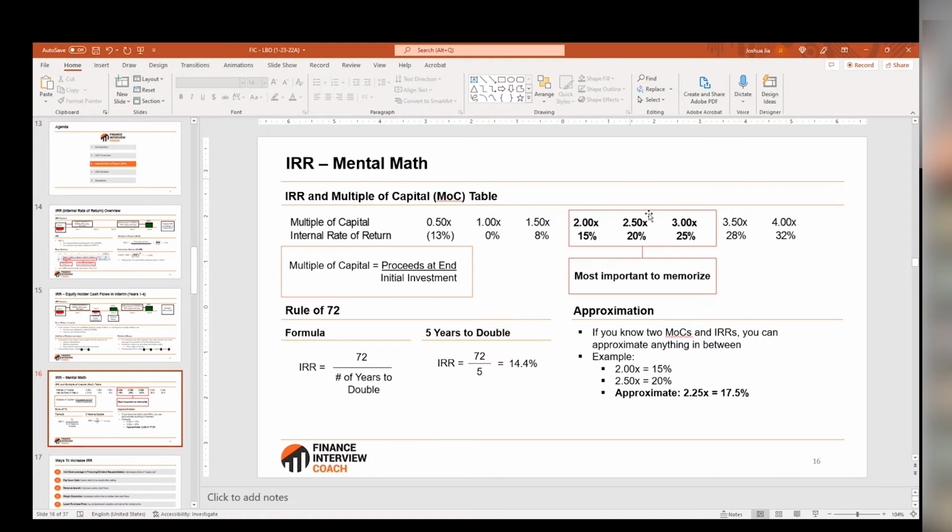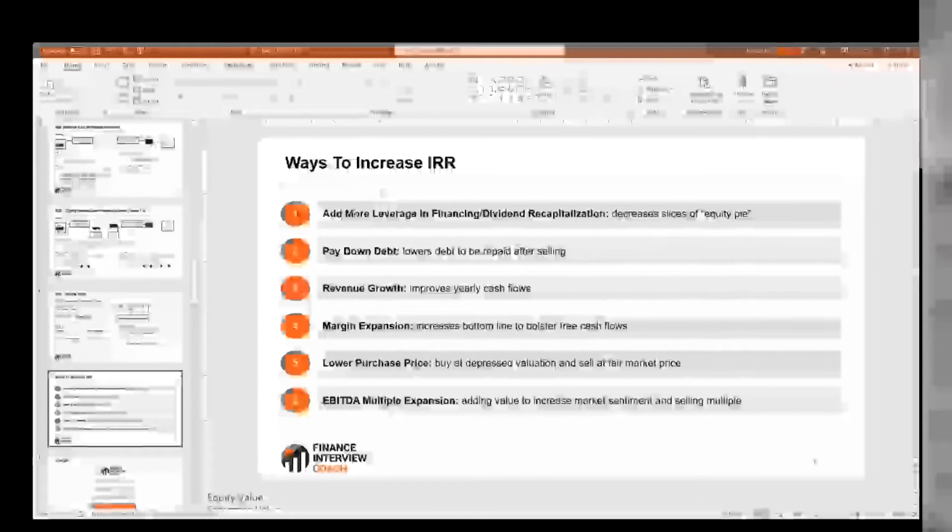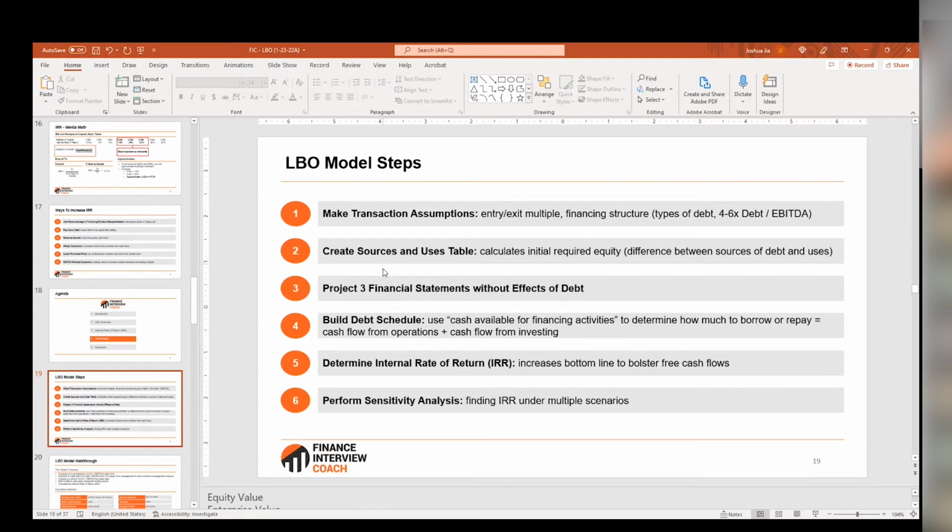Okay, cool. These are mental math shortcuts. I won't go over them, but you've probably seen some of these quick solutions. Just memorize these, and you're pretty much good. I also mentioned ways to improve. Okay, the actual modeling steps.